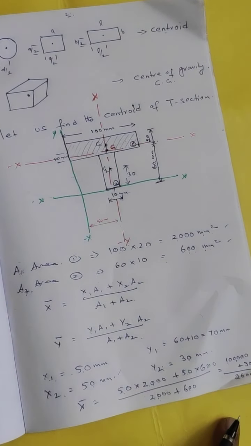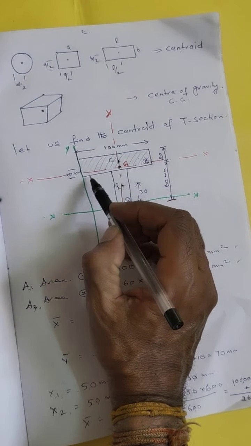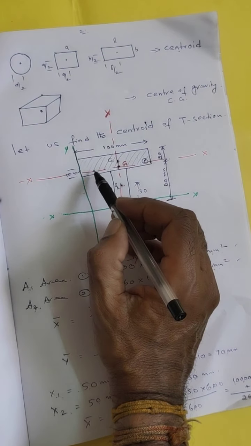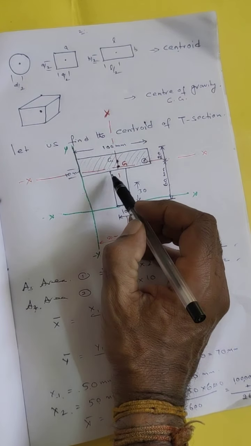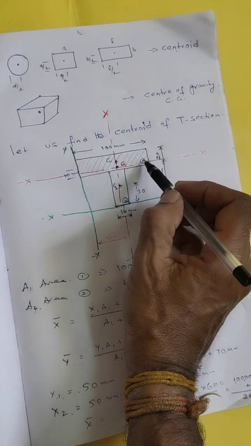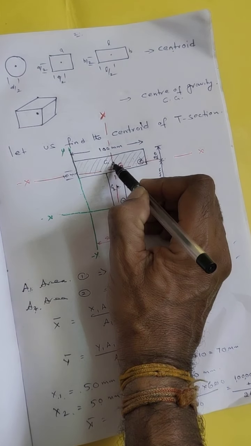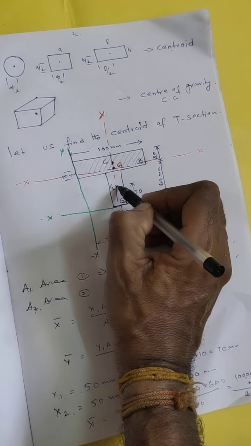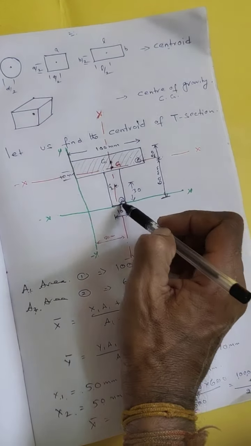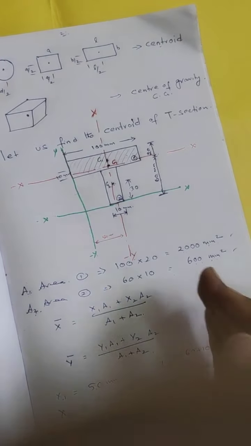So the main steps: first you have to divide the given diagram into regular sections. Then draw the reference axis, then find the area of each section, locate the centroid of each section, and find out the areas a1 and a2, then find out x1 and x2 and y1 and y2.